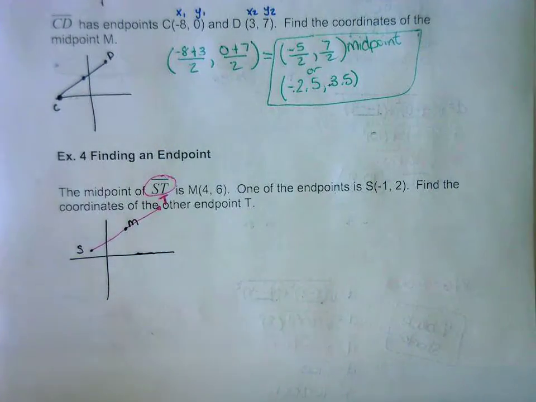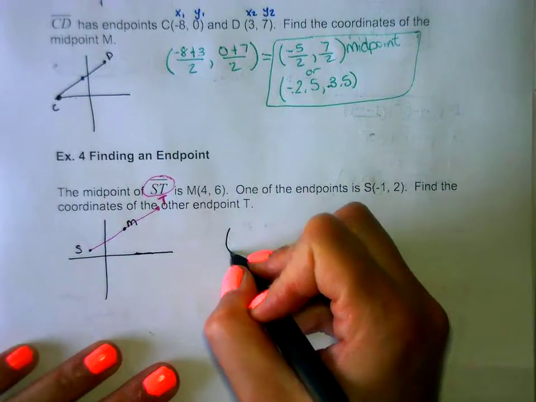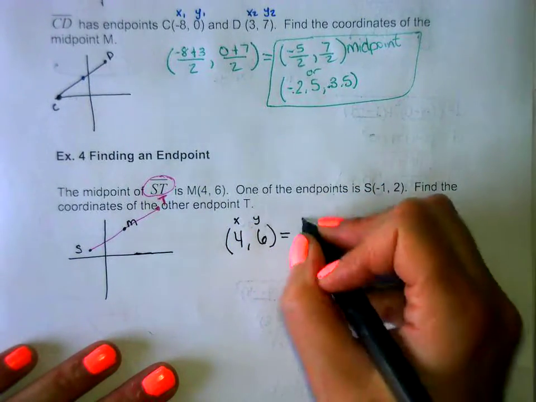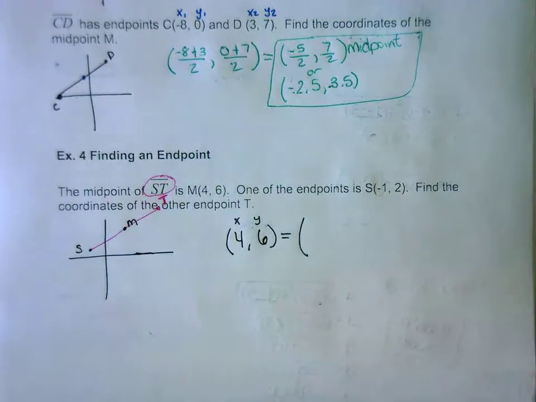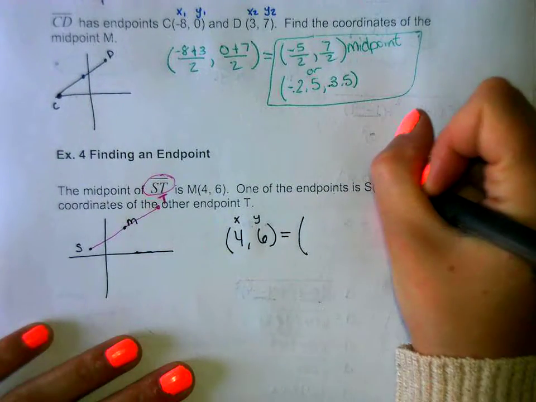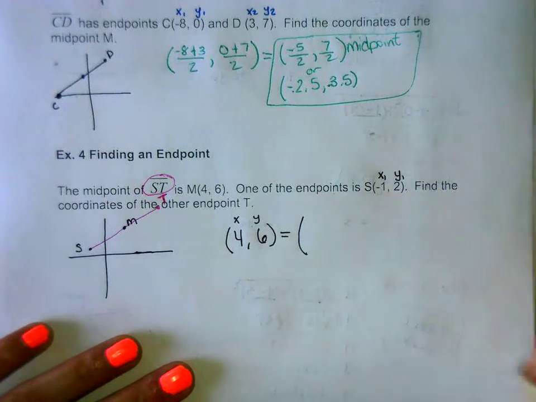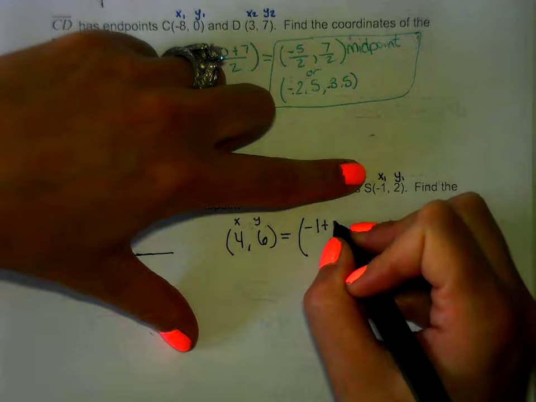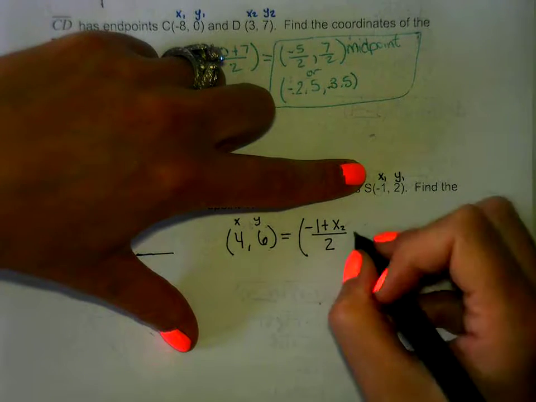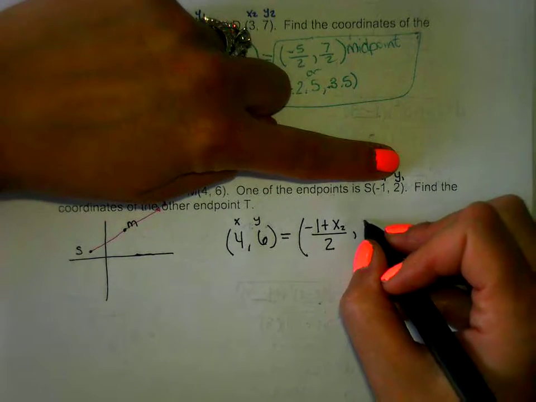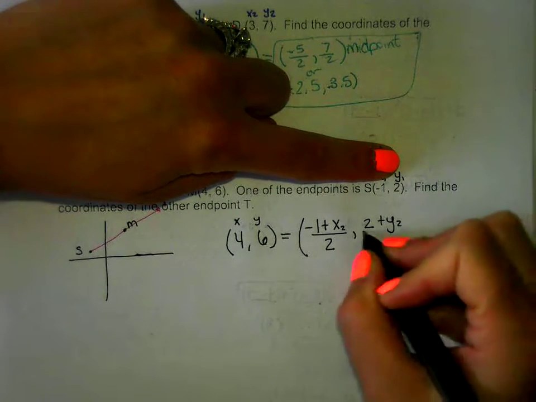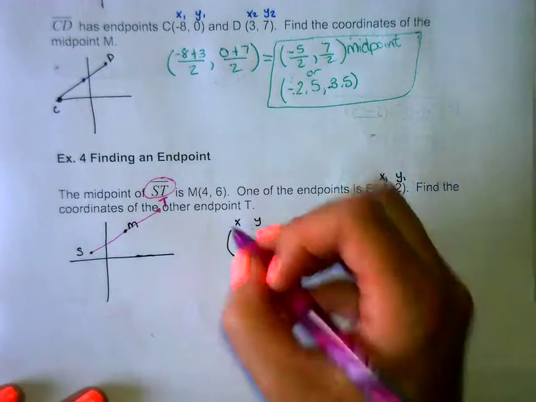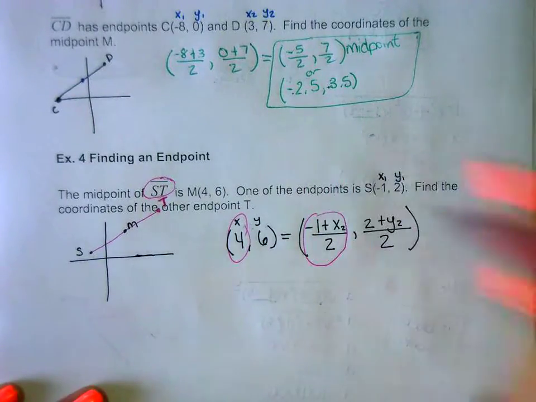With that being said, I know my midpoint is 4, 6, which is my x and my y. But the midpoint formula states that if I take x1, which is here, and my y1, I don't know my x2. So my x1 is negative 1, but I don't know my x2. I also then take my y1, which is 2, but I don't know my y2 because I don't know my endpoint, and divide that by 2. So we are going to split this up into 2 parts. I'm going to be looking at my x's together, and then my y's.